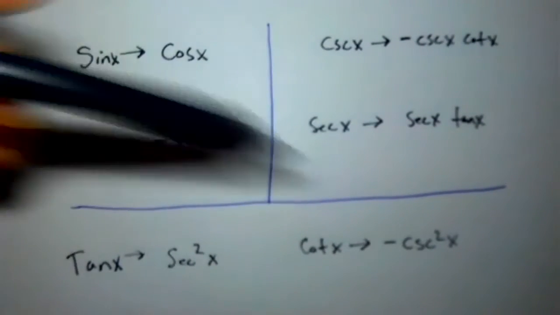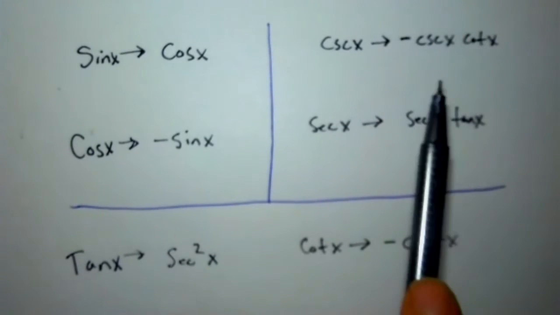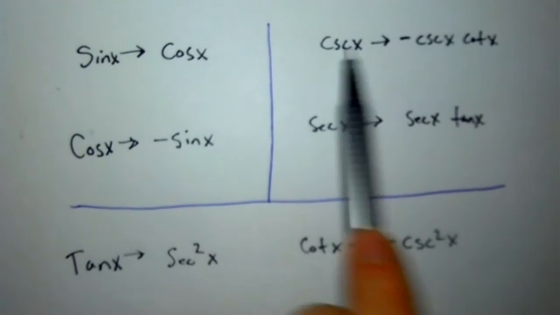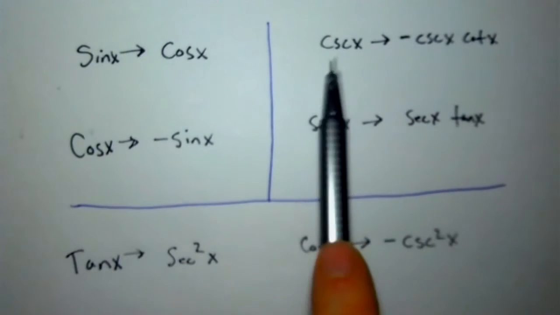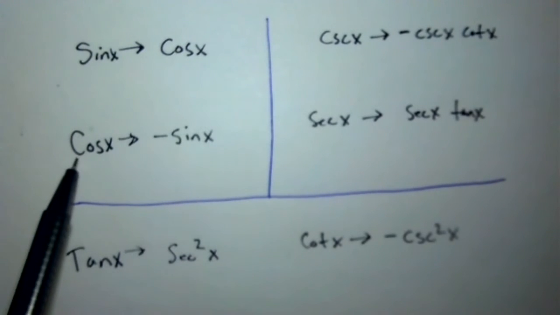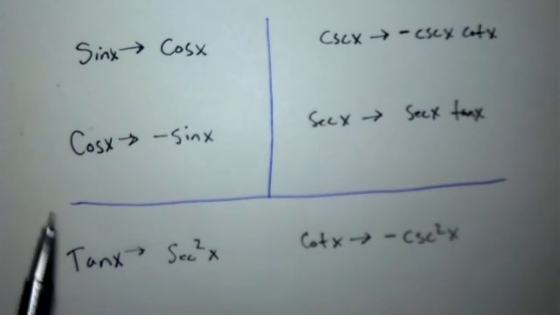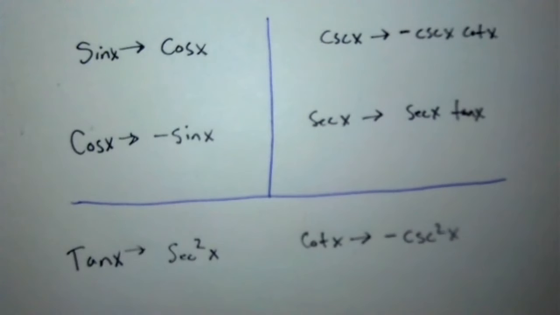The two on the right side go to a double term, and the first half of the double term is itself. Last and final clue: anything that starts with a C, its derivative is negative. So we've got these two over here that we know.